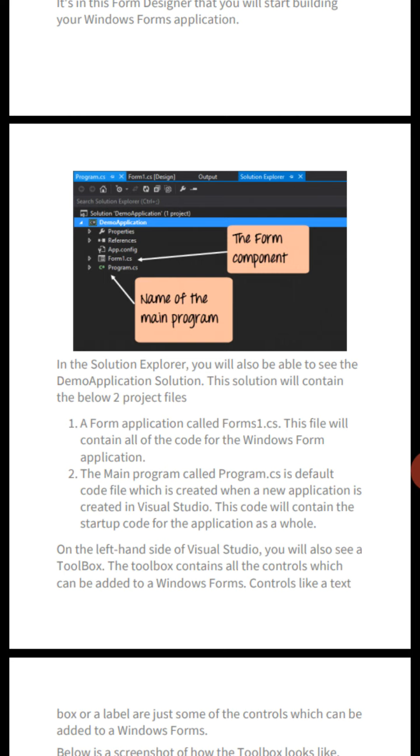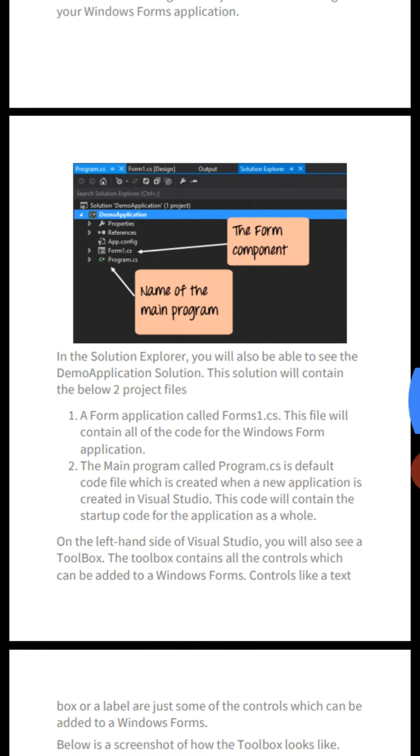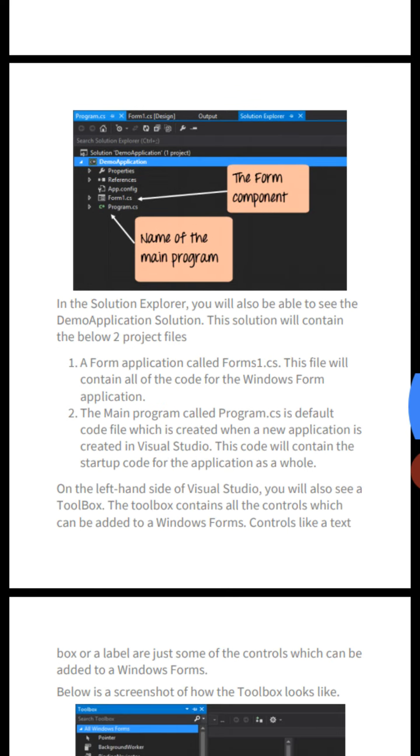The main program called program.cs is the default code file which is created when a new application is created in Visual Studio. This code will contain the startup code for the application as a whole. On the left hand side of Visual Studio, you will also see a toolbox. The toolbox contains all the controls which can be added to a Windows Form.